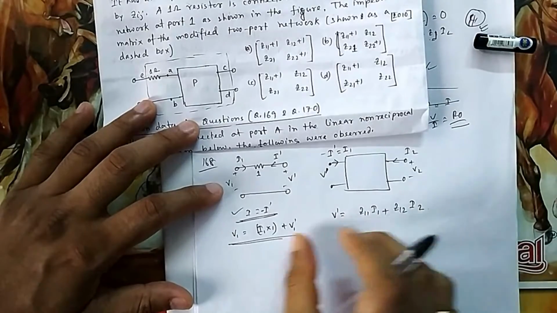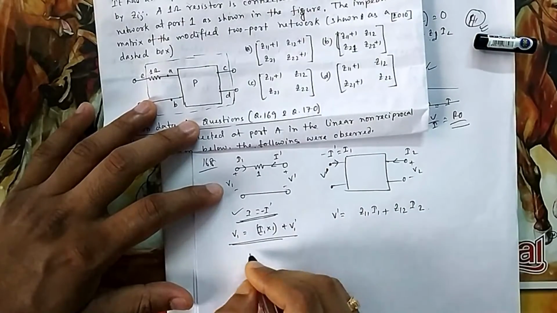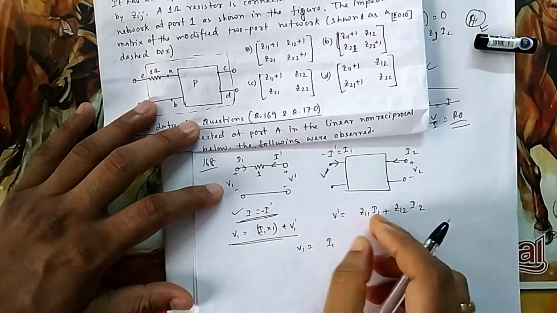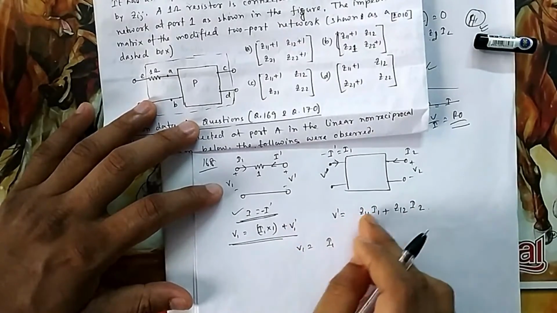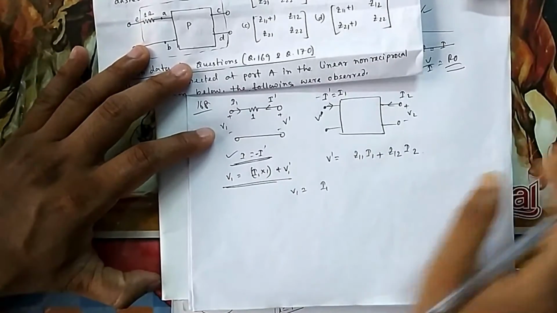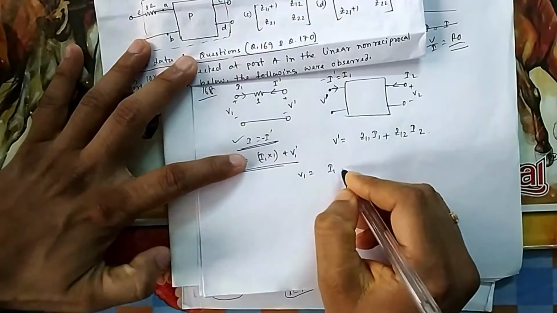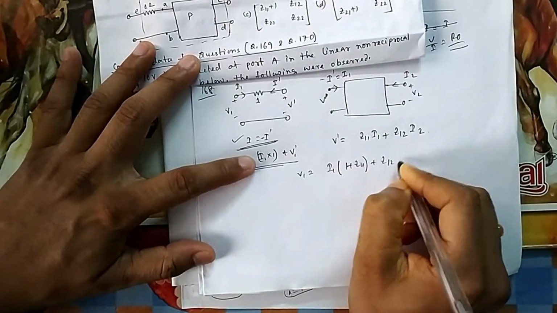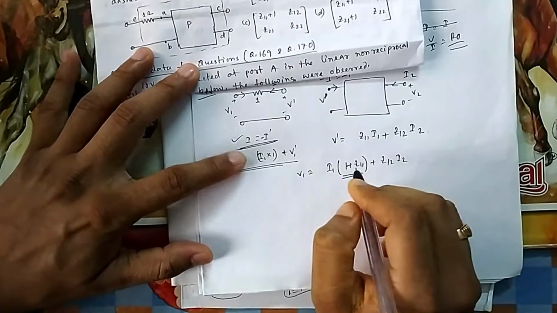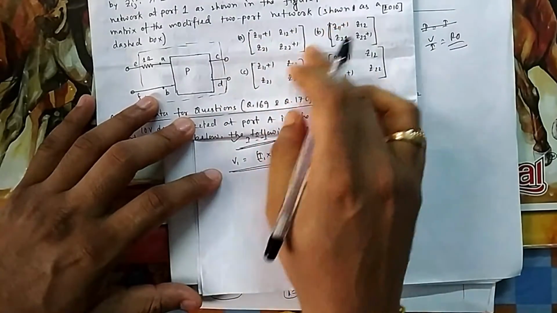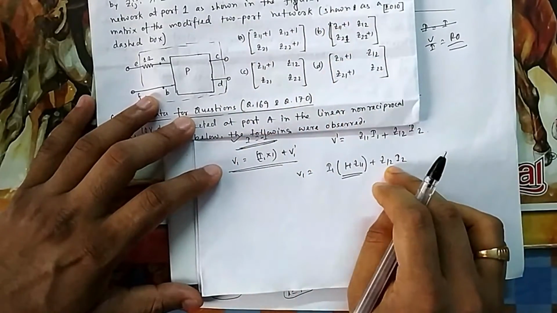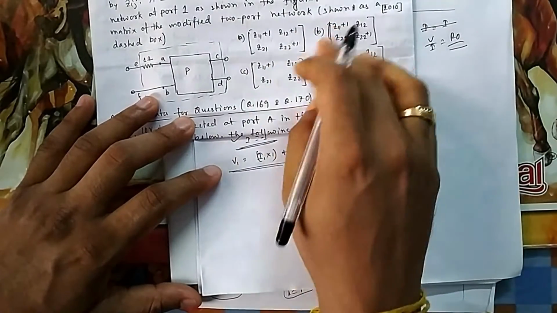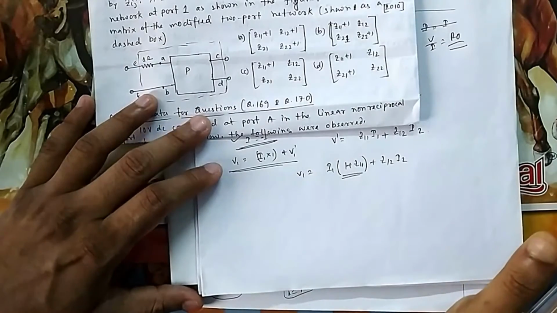So if you put it here, what will be your final V1? V1 will be equal to, if you take I1 common, if I put V dash here, this entire thing will come here. Then if you take I1 common, I1 will be equal to 1 plus Z11, and similarly Z12 I2. So now you have got an idea. The first element will be Z11 plus 1, and the second element will be Z12. So either B, C, D, any one of these will be the option.